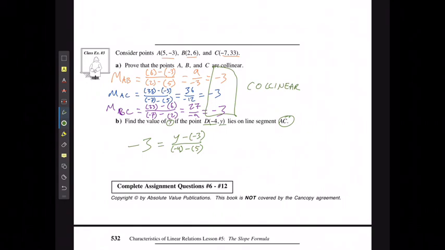Now, I'm just solving for Y. So, first thing, I'm going to simplify the denominator, and I'm going to say that negative 3 is equal to Y, well, minus negative 3 is the same as plus 3, over negative 4 minus 5, which is negative 9. I'm going to multiply both sides by negative 9, and negative 3 times negative 9 is 27, which is equal to Y plus 3. And then to get Y by itself, subtract 3 from both sides. Y is equal to 24. And there's my answer.